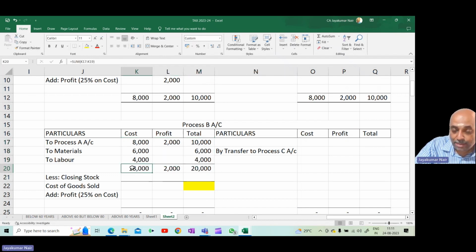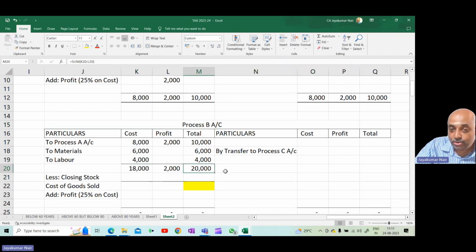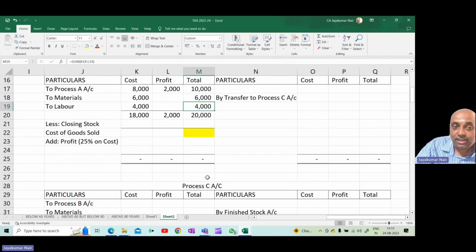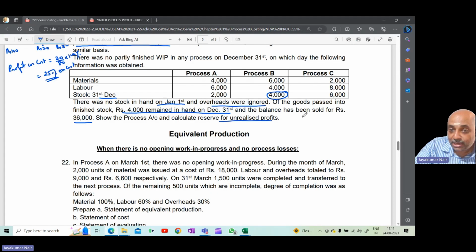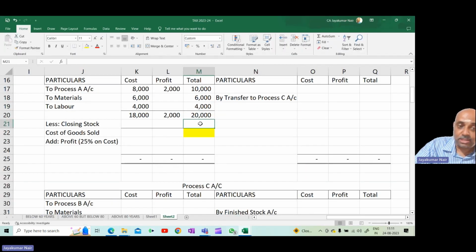18,000 is the cost to the company, but cost to this particular process is 20,000. Remember, the 10,000 is the cost to this particular process. This 8,000 is the cost to the company. 10,000 is the cost to process B account. And it incurs 6,000 and 4,000 on processing. Now, what is the stock in this particular process? Stock is 4,000. So 4,000 is the closing stock.